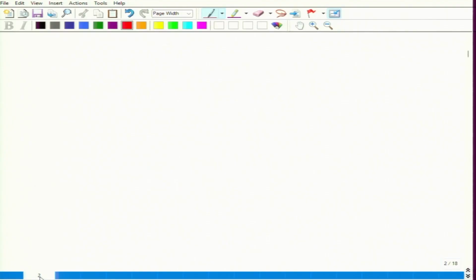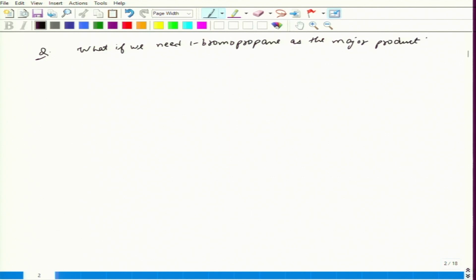Now there is a question that can arise in your mind: what if we need 1-bromopropane as the major product? Is this possible, can we achieve it, and if it is possible, then how can we achieve it? Yes, there is a way we can do it.